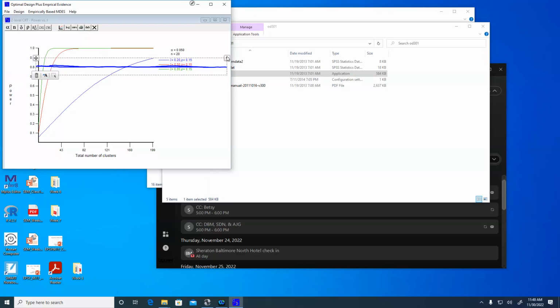It doesn't like my line. Somebody else, who can click on it because it won't let me? The green line or the red line. 27 point something clusters. And obviously you should round up because you can't actually have fractional clusters, right? So it would take about 28 clusters to have adequate power with an effect size of 0.5.